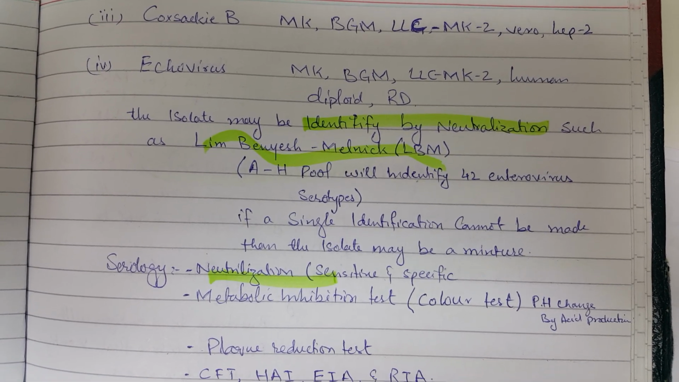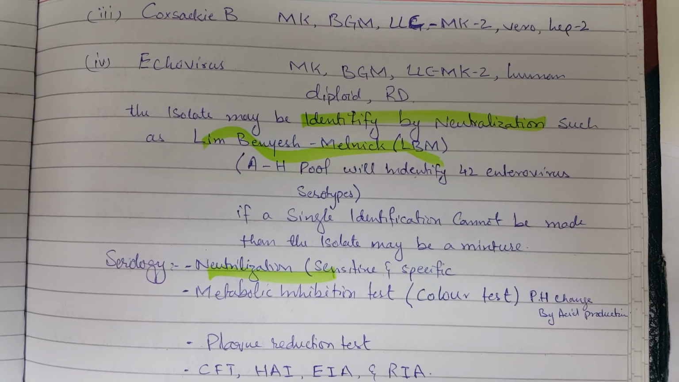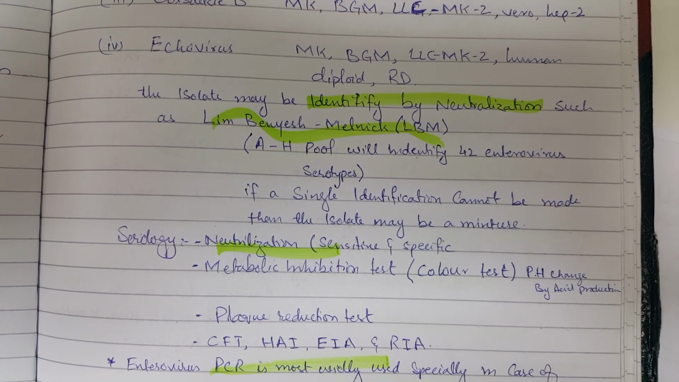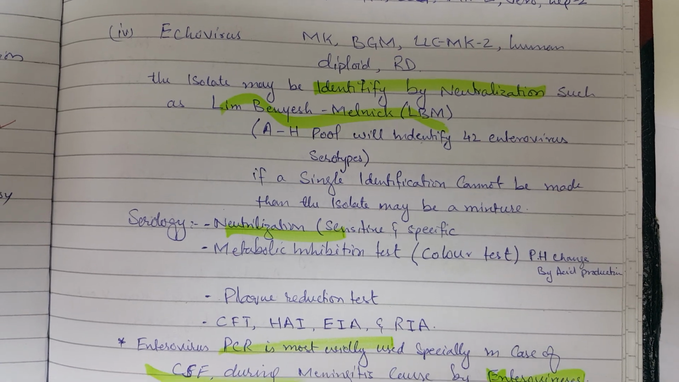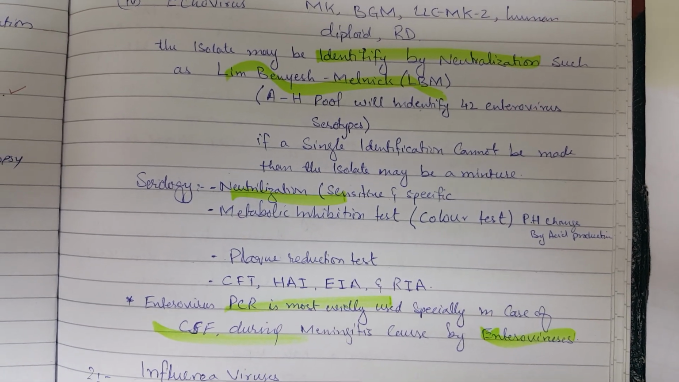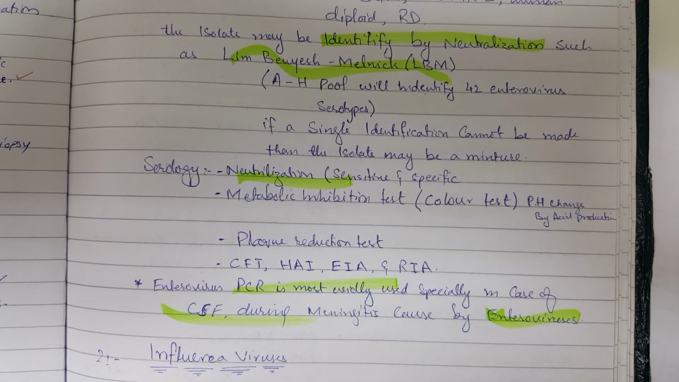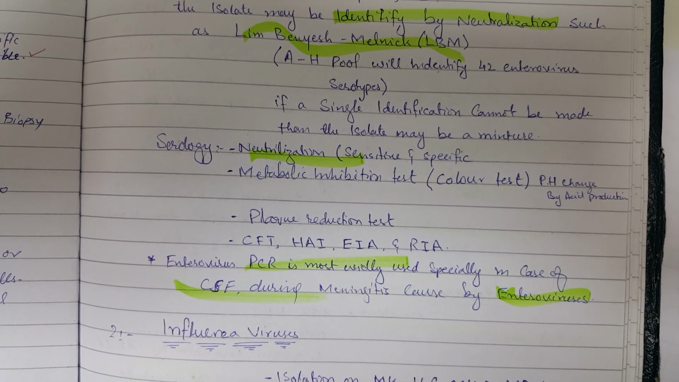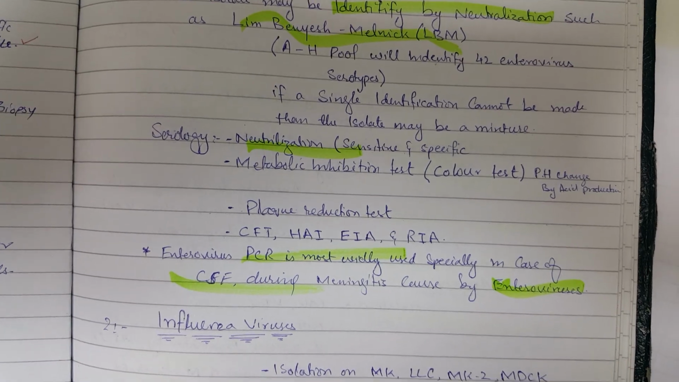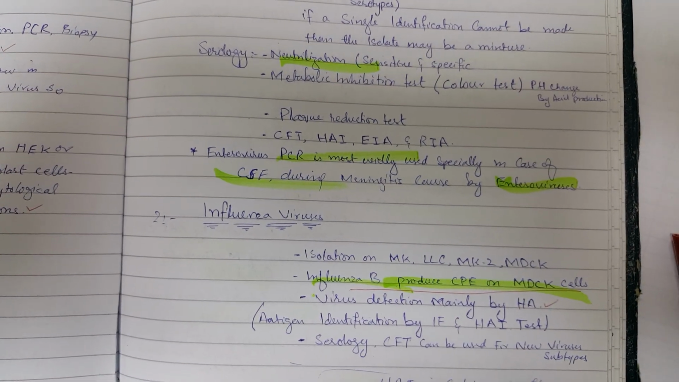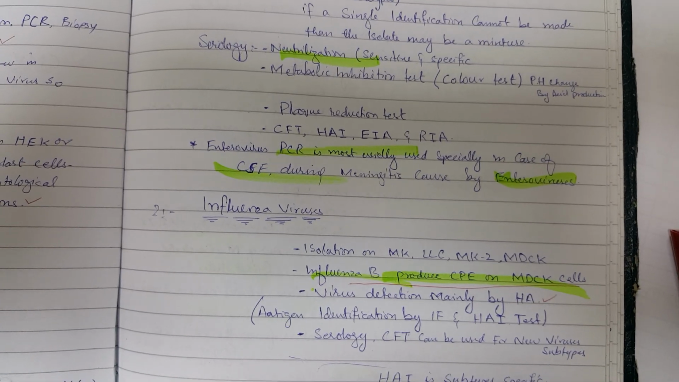Metabolic inhibition tests like color change, pH change, or acid production can also be used. Plaque reduction test, but enteroviruses PCR is most widely used, especially in case of CSF during meningitis caused by enteroviruses. Influenza viruses isolation on MK, LLC-MK2, and MDCK.